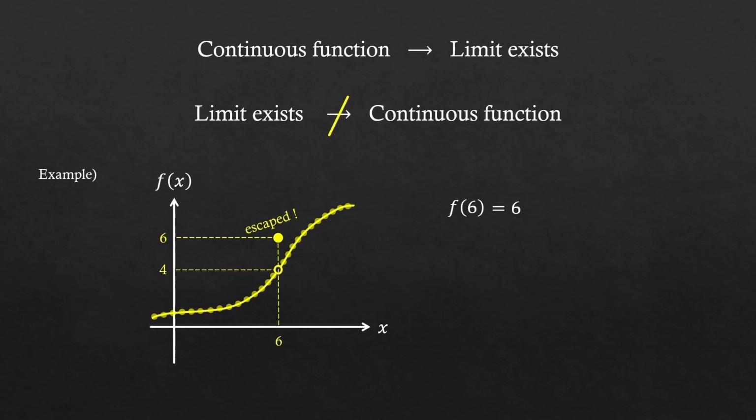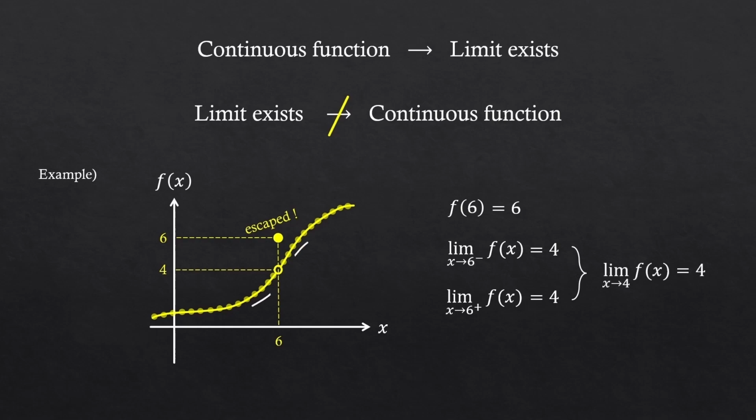Now, what's the limit when x approaches 6 negative? 4. Even if the point is not at 6, 4 and is up there hanging, the trend is still approaching 4, right? So it's approaching 4. Then how about the 6 positive? That is also approaching 4. Then that means the overall limit should also exist, and that should be 4 as well. So, limit isn't about the y values. It's about the trend. We don't necessarily need the y value at the destination for the limit.